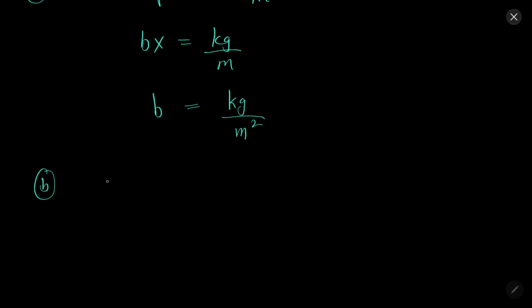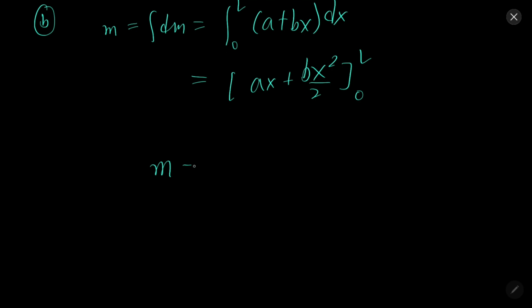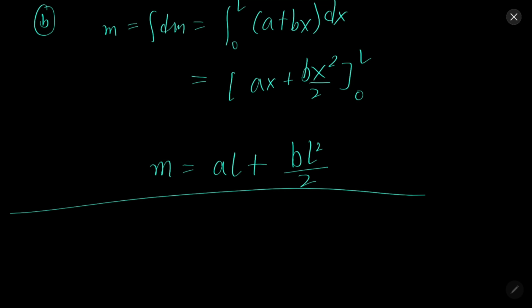Next we need to find the mass. So mass can be found out by integration, taking the small region A plus bx into dx. So it will be ax plus bx square by 2, limit 0 to L. So mass will be AL plus BL square over 2.